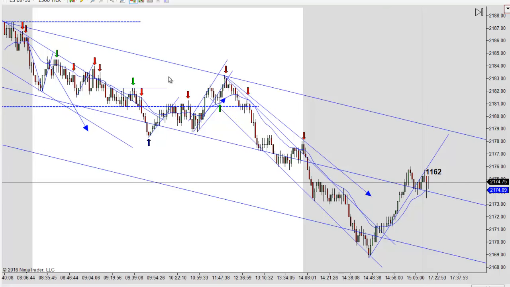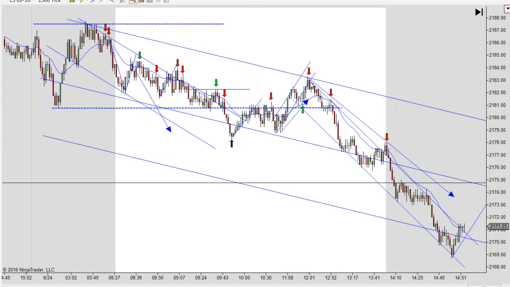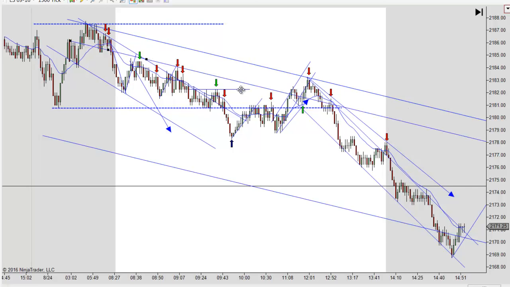It looked like it was going to be a range day early on, and so I was playing it as a range until we knew for sure this channel was valid. And I'll tell you how I found this channel. Notice that gap right there and that gap right there. If you drew that line right through that gap and then pulled it to the highs, you would have been expecting that reversal right there.